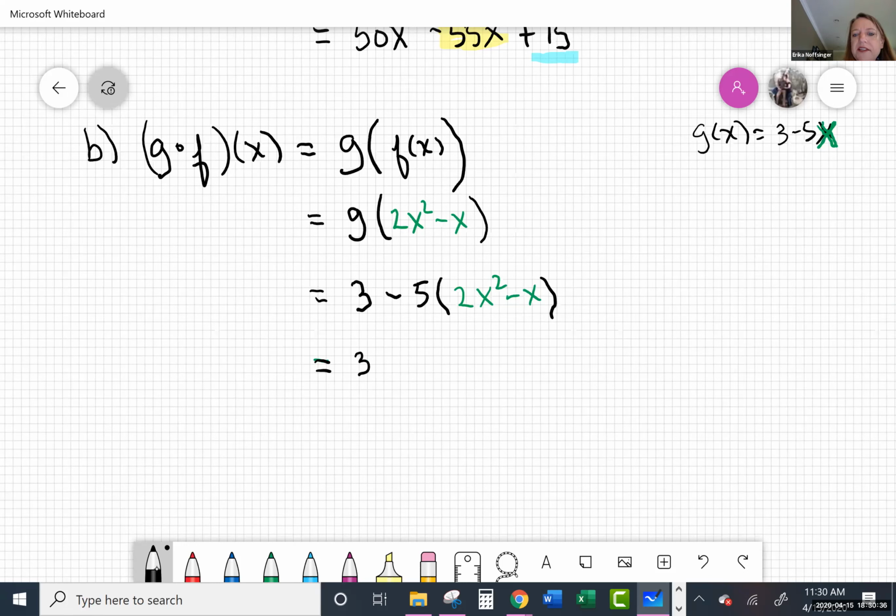Let's bring down the 3. So negative 5 times 2x squared is negative 10x squared. And negative 5 times negative x gives me plus 5x. So this is equal to, just rewriting it in descending order of powers, negative 10x squared plus 5x plus 3.